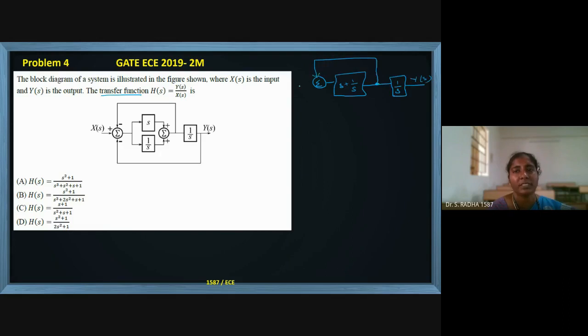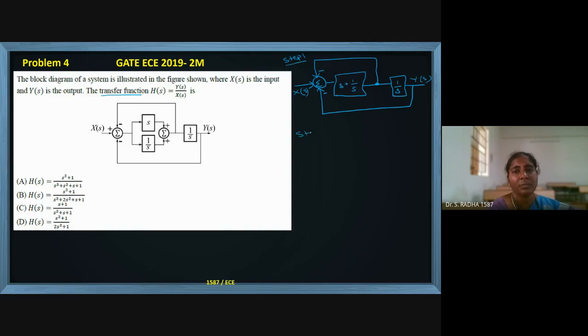Okay. So what I have done is reduce only the 2 blocks in parallel. All other things are the same. Here it is minus, here also it is minus. Overall input is X(s), overall output is Y(s). Now, in step 1, I just combine blocks in parallel.